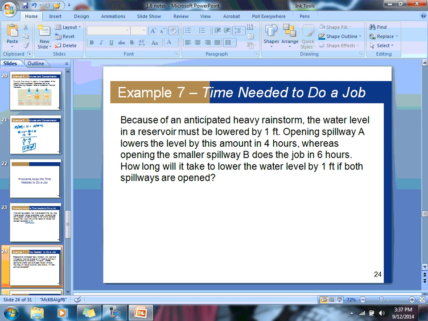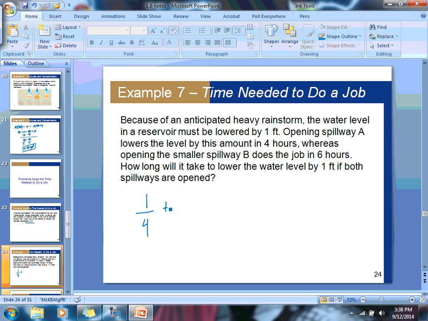So again, you might need to read through this a couple of times, talk through it out loud to make sure you have a complete understanding of this. But basically we have 2 spillways, spillway A and B, and they're doing one job. So the first spillway does this job in 4 hours. So of that one job, they can do it in 4 hours. So you make it a fraction, 1 out of 4.